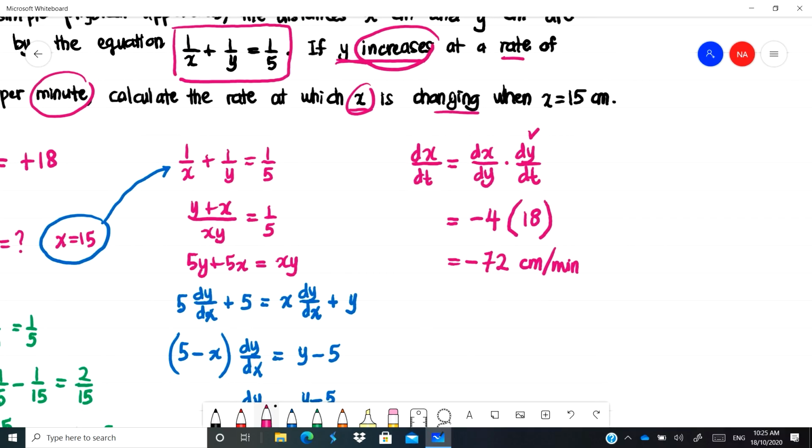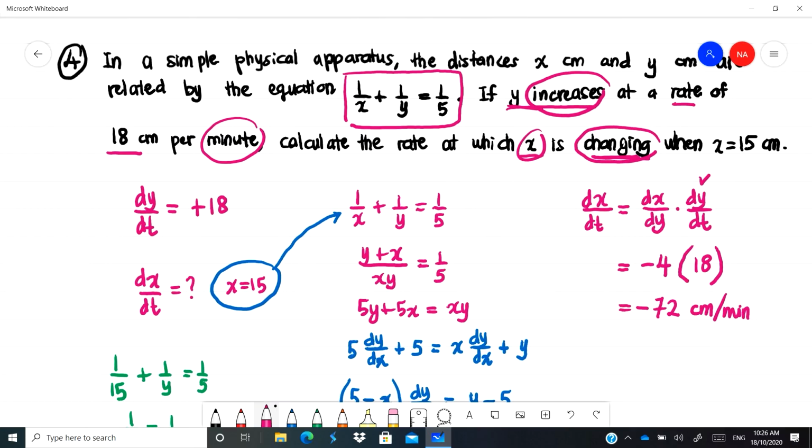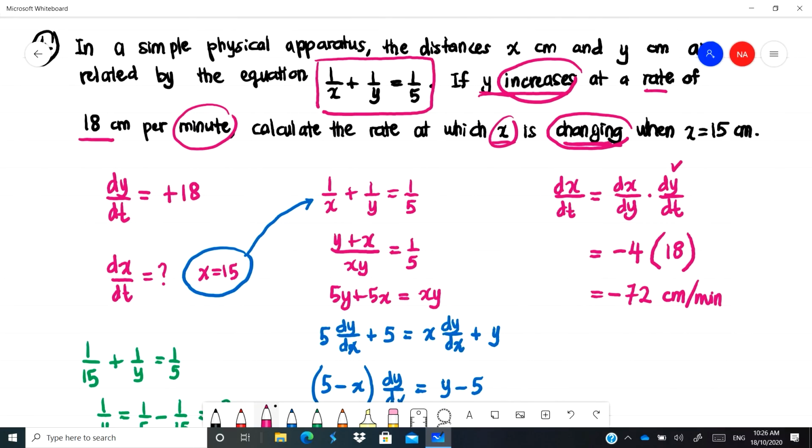In this case, x is changing. That's why the question doesn't mention whether it is increasing or decreasing. So from this negative value, we know that it is actually decreasing. All right, so that's it. Thank you.